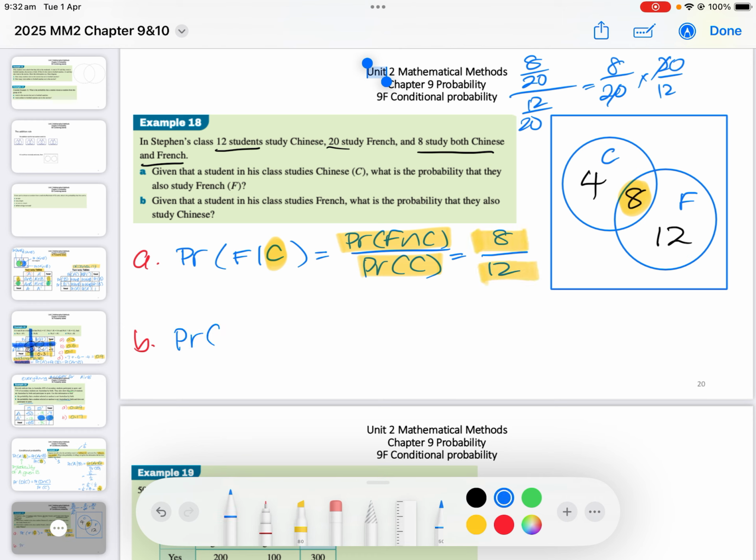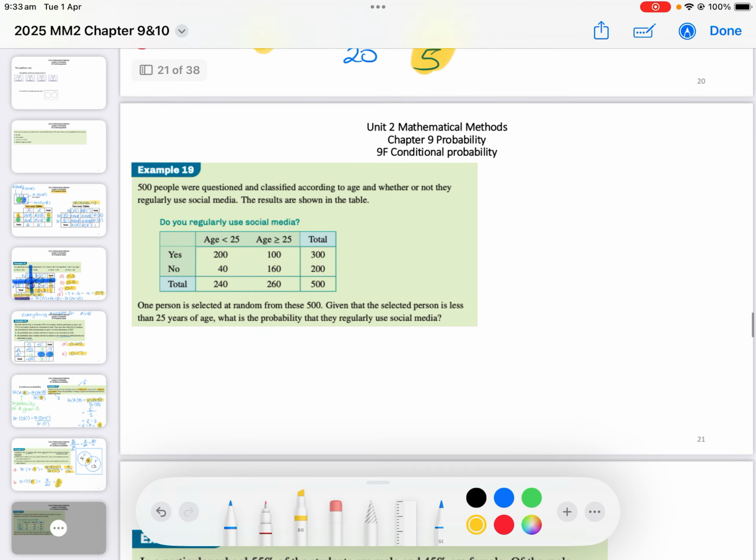And this second one is the other way around. It's Chinese given French. So the intersection is still the same, but on the bottom now we're going to have the probability of studying French, and there's 20 people that study French. You don't have to cancel down, but it's good maths to say that that's the same as 2 out of 5. So either of those answers are okay, but cancelled down is a bit better. All right, let's have a look at this next one.